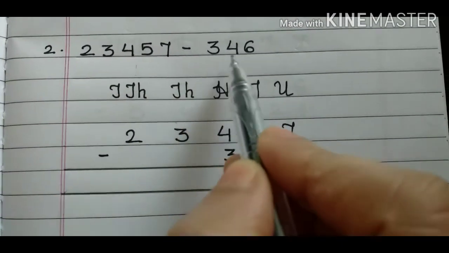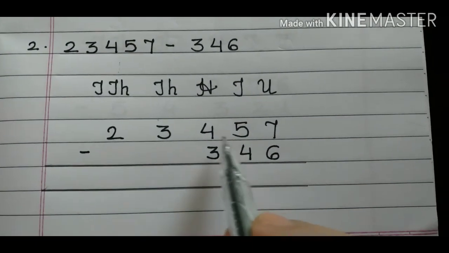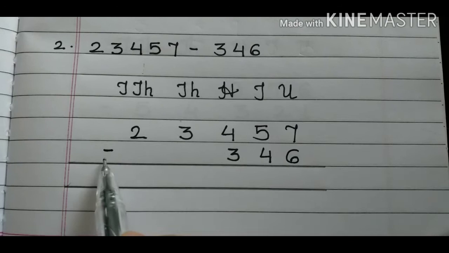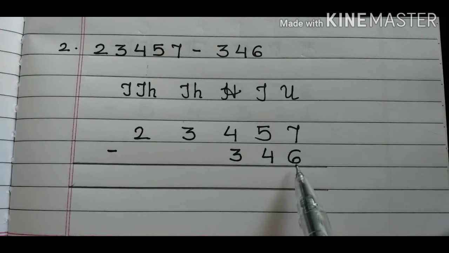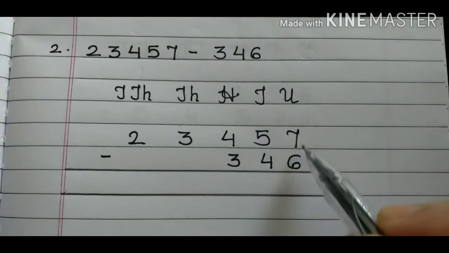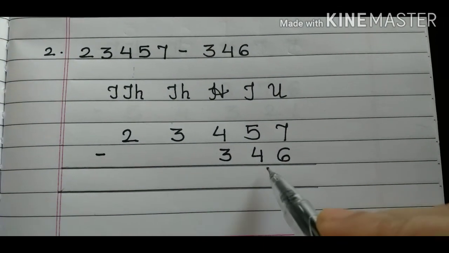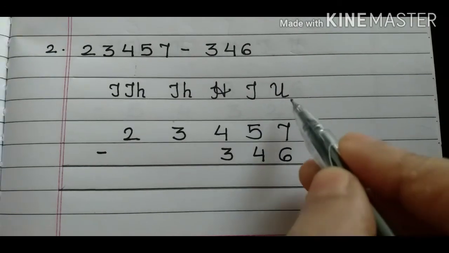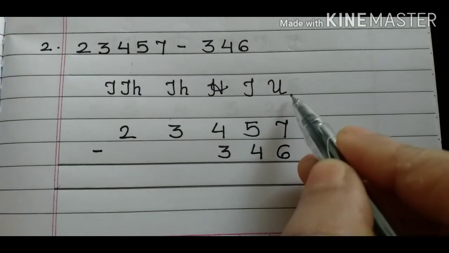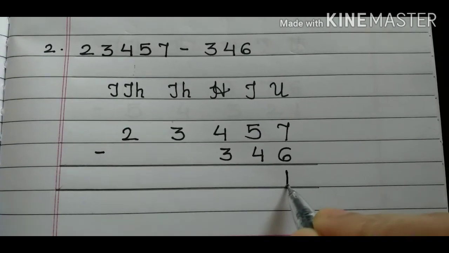Now second question is given: 23,457 minus 346. So again arrange your number place wise. First write down 23,457 minus 346. So start your subtraction from units place. Write the bigger number first and then minus, write down the smaller number under that. So first start subtracting from units place. 7 minus 6 is 1. So write down 1 in units place.